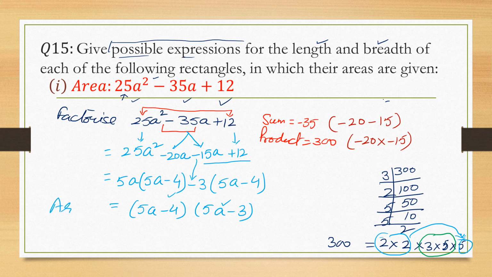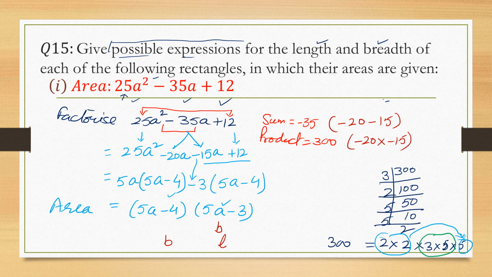So I can write area equal to this. Now area for a rectangle is length into breadth. Suppose if I take it as length, it will be breadth. Or if I take this as length, then this will be the breadth. So the possible expressions are only these two.